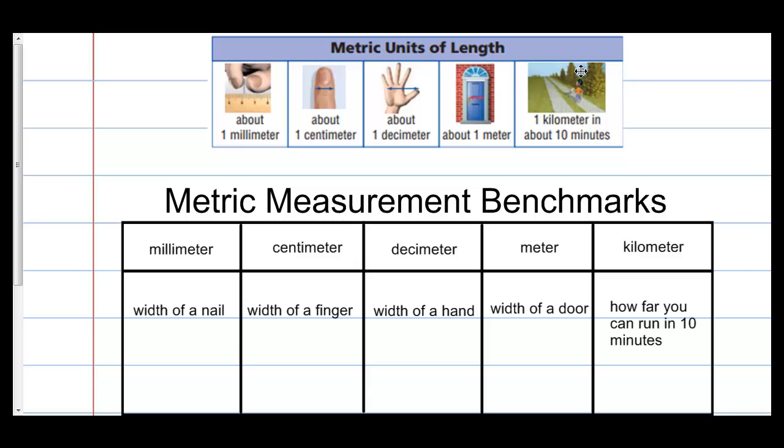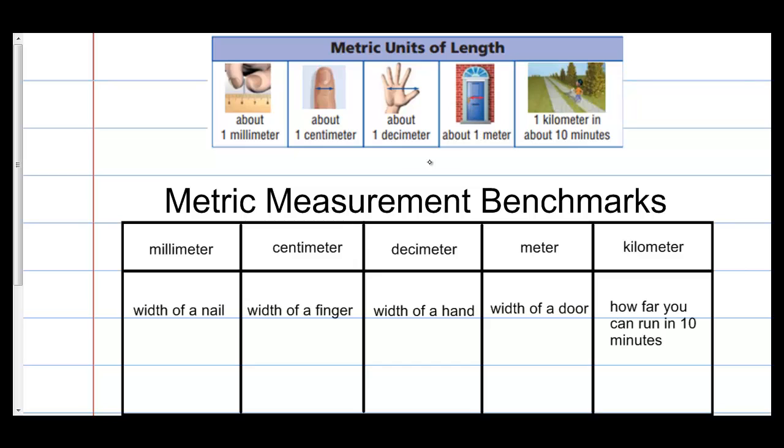First of all, you're going to notice I have some pictures here. A millimeter, just like on the ruler I showed you before, is about the width of a nail. You can see how tiny it is. A centimeter is about the width of your finger. A decimeter is about the width of your hand. A meter is about the width of a door. And a kilometer is about how far you can run in 10 minutes.